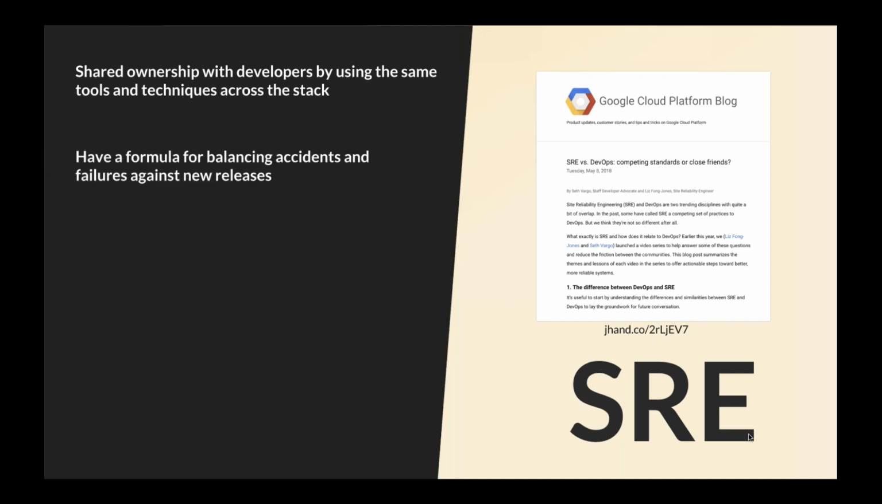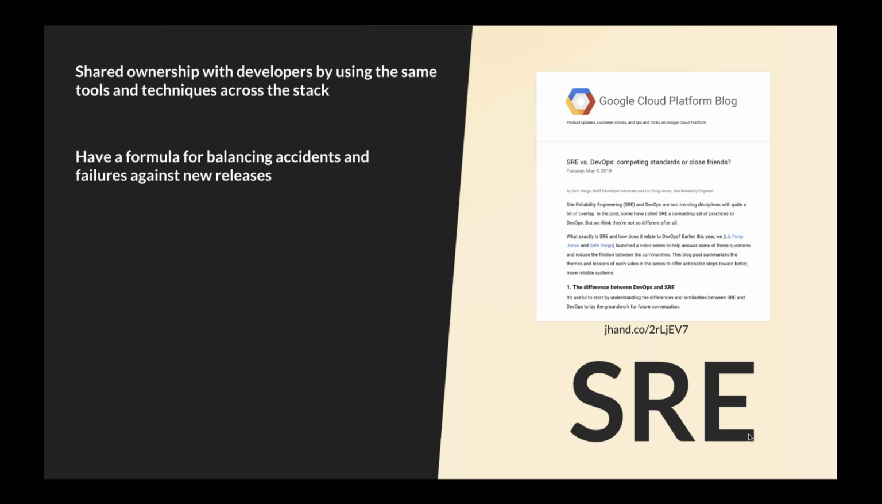Now, if we flip it around, we start going into what SRE, Site Reliability Engineering, sets out to do. The first thing is that it's trying to create more shared ownership between the developers and the tools and the techniques that are used across the stack. And so you start to see where we are, again, breaking down some silos. Let's get people on the same page about what we're doing, how we're doing it, what those techniques and tools are, and make sure that as we move along, continuously improving, we're doing it as a group. So let's get rid of some of those barriers by creating more ownership across the entire org.